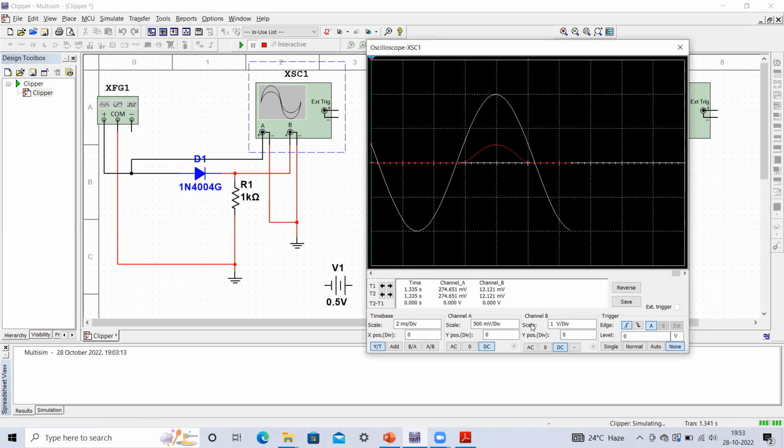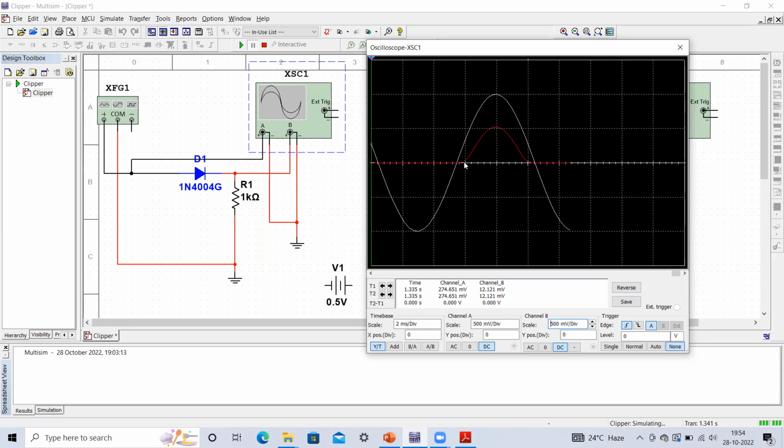So here you can see that this white colored signal is nothing but your input waveform, and this red one is your output waveform across this resistor. Because the sensitivity of the two channels is different, the output is connected to channel B. So I'm making both sensitivities equal to 500 millivolt. Now you can observe this output.